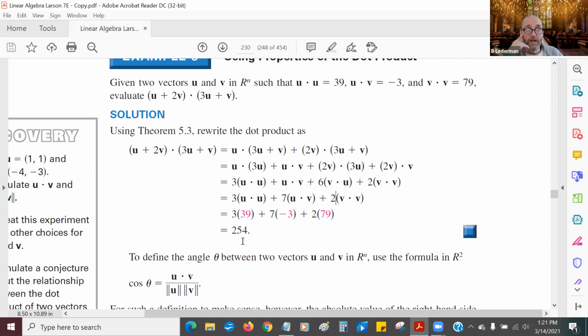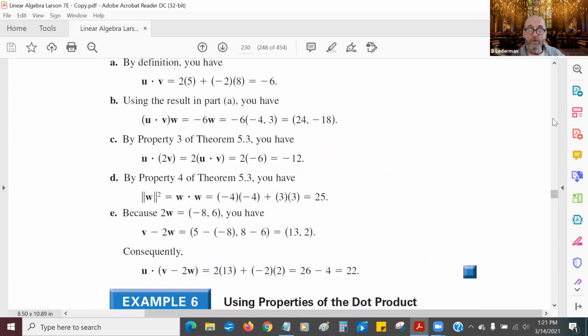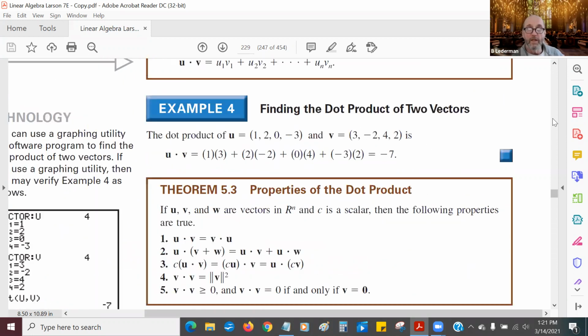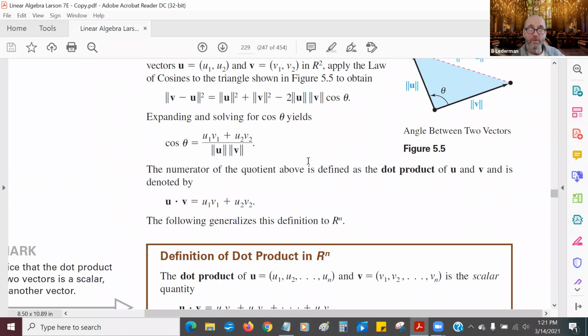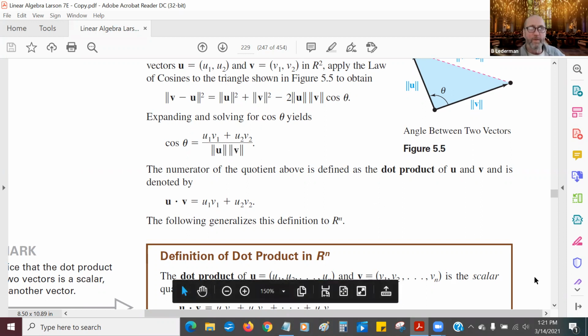And now, if you recall, we defined dot product as the numerator of this fraction, and this is a fraction that we use to solve for cosine theta. So now we're going to define theta. We're going to define the angle between 2 vectors based on this dot product formula. What do I mean by that? What do you mean define? What are we defining?